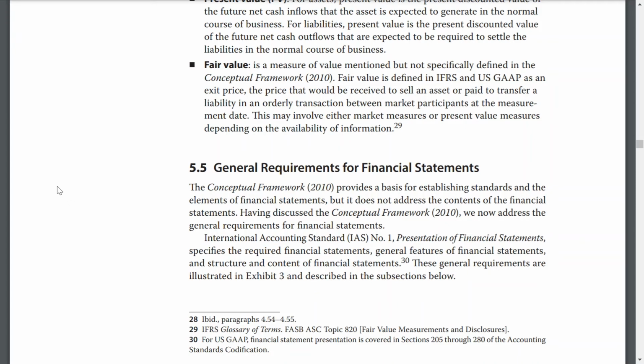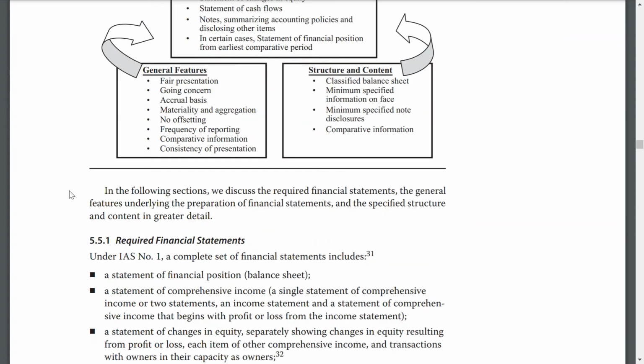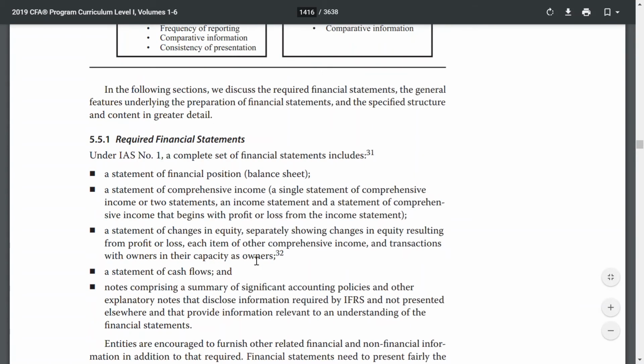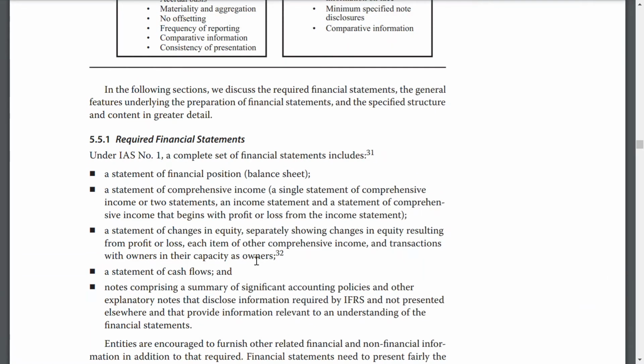So here are the required financial statements, the structure of the content, and the general features, and they complement each other. In the following sections, we discuss the required financial statements. The general features underlie the preparation of financial statements and specify the structure of content in greater detail.